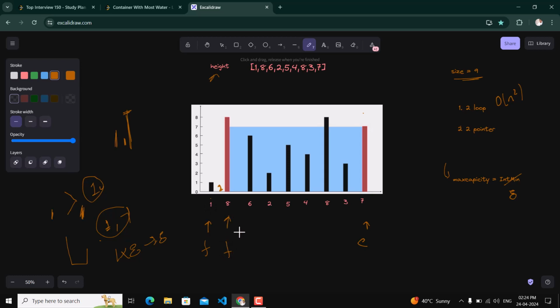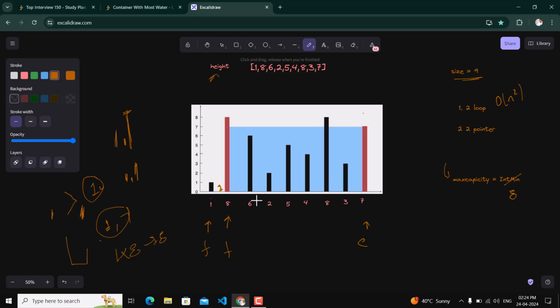As we discussed, if we have a smaller bar and we find a bar greater than this, there is a possibility that we find a bar greater than or equal to this. In that case we increase the chances of getting the maximum capacity. But if we choose a lower bar than this, we are definitely decreasing our chance of finding the maximum capacity of water.